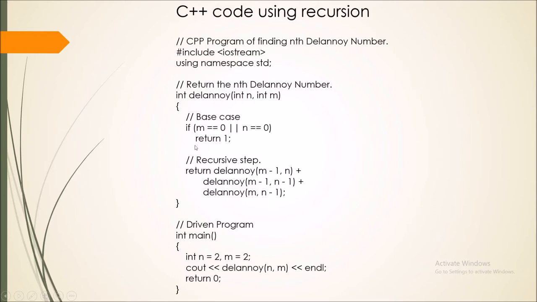Now it will go inside this Delannoy method and check if m is equal to 0 or n is equal to 0. We have seen before that if m is equal to 0 or n is equal to 0, we will return 1. This is our base case. Or else we have those three recursive calls: m minus 1, n plus m minus 1, n minus 1 plus m, n minus 1. This is again calling Delannoy recursively so that we can find out the actual value. Now this is what's going on here.